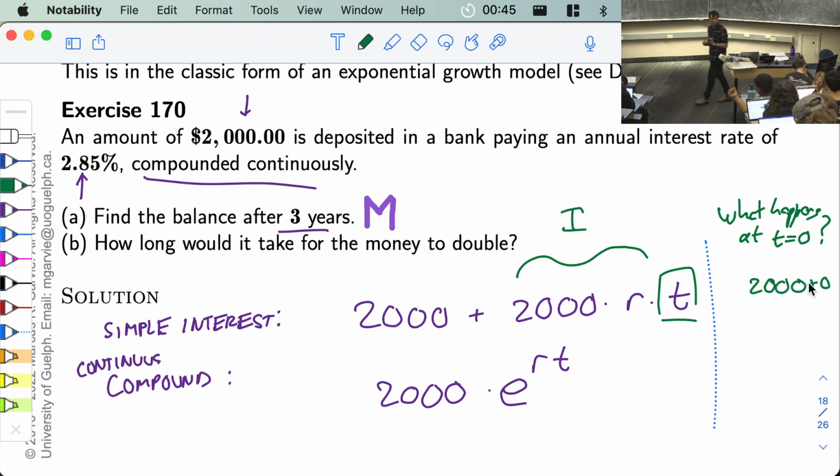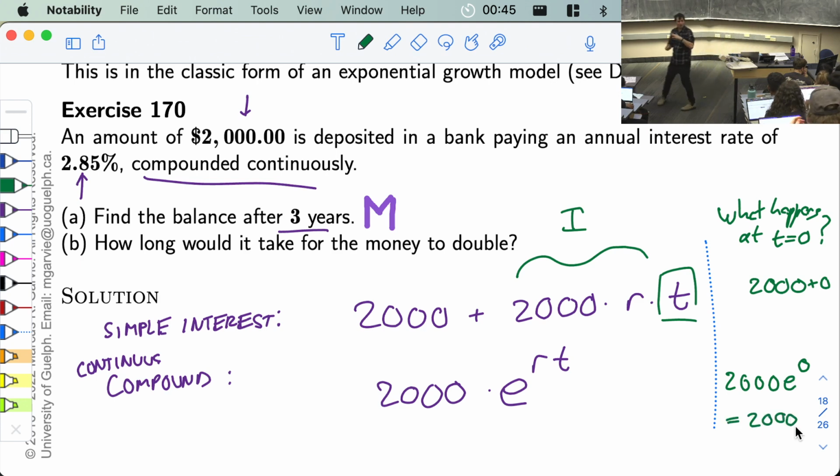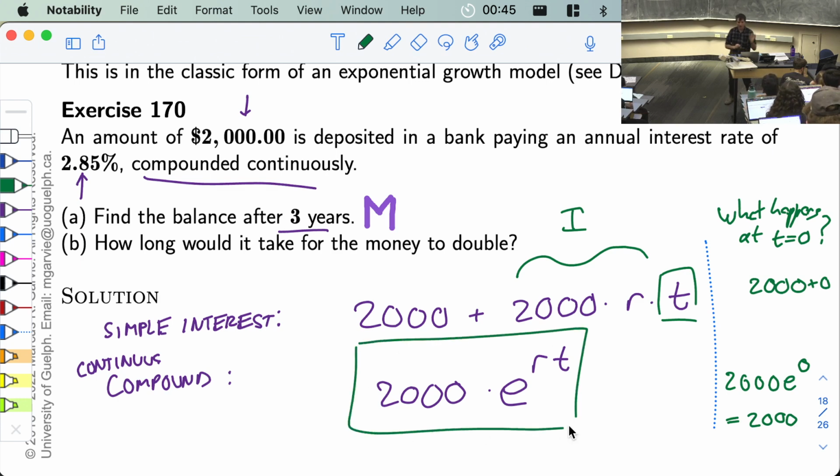It makes perfect sense. In the continuous compound interest case, you have an exponent of 0. And when you have an exponent of 0, you get 2,000 times e to the 0. So it's not that we're adding on 0, we have 0 in the exponent. And anything to the power 0 is 1. 2,000 times e to the 0 is 2,000, as we expect. If you added on an additional 2,000, it would be wrong. It would be saying that at time 0, you had $4,000 to start with. That's definitely not right. So this is the right formula, and that is how I remember what is going on.